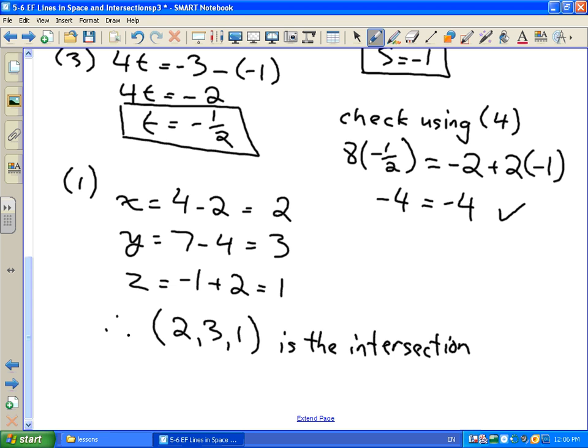I didn't have to use equation 1. I could have taken my value of s, subbed it into equation 2, and that should give me the same point. So if you want to check if you've done it correctly, that's a good way of checking. And that's intersections of lines.